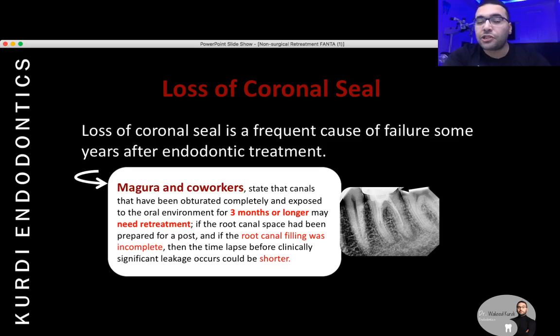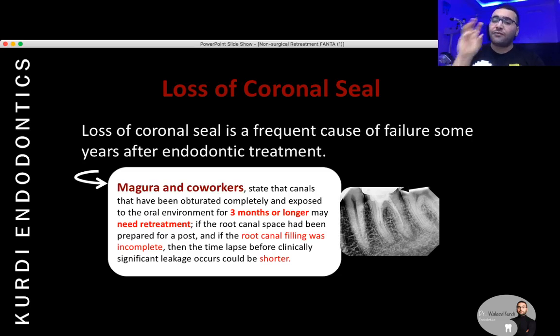Now we have to mention loss of coronal seal. In an evidence-based way, Ray and co-workers stated that the time allowed before you must do the non-surgical retreatment is only 3 months.